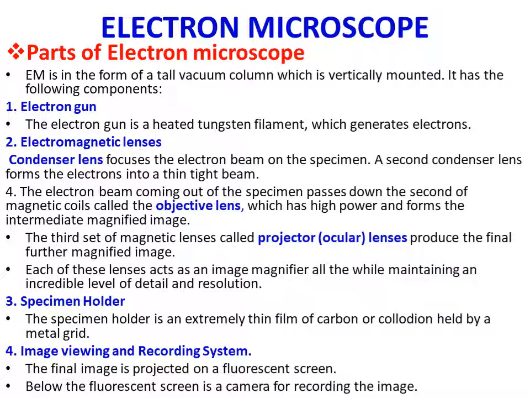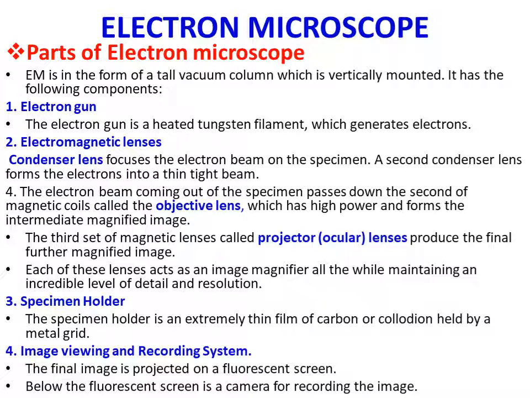The third set of magnetic lenses is called the projector or ocular lenses, which produce the final further magnified image. Each of these lenses acts as an image magnifier for the level of detail and resolution. So due to high magnification and high resolution, there are three sets of magnetic lenses: condenser lens, objective lens, projector lens.